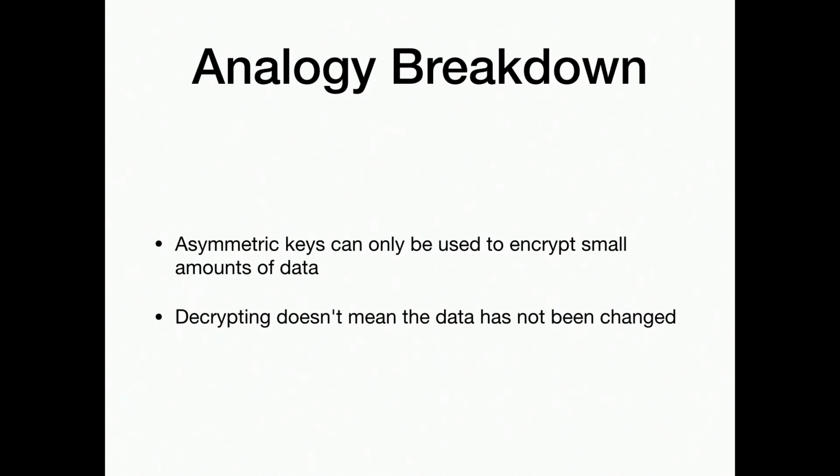The second analogy breakdown is that decrypting doesn't mean the data has not been changed. In the example of decrypting something with the public key, I said that means it was sent from me, but that's actually not true. It's close. Because it's a mathematical formula, if you multiply everything times 100, it doesn't matter if you put good data or bad data in, it's still going to be times 100 when you come out. So we need another way to actually know that it's the message that we're sending.